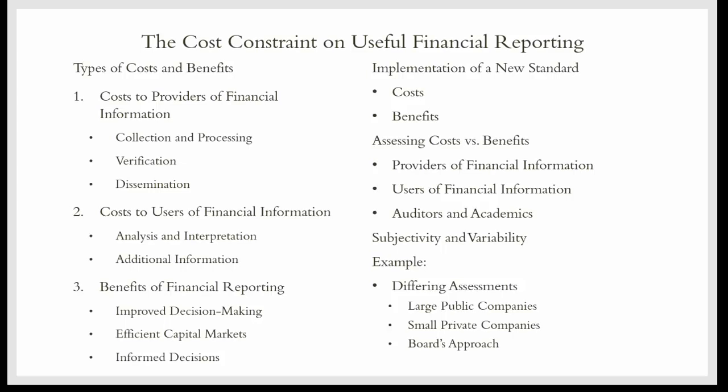Assessing costs versus benefits. When the board, such as the IASB, develops new accounting standards, it evaluates whether the benefits of the proposed information justify the associated costs. This assessment involves gathering input from various stakeholders, including 1. Providers of financial information, to understand the effort and expense involved in collecting and reporting the information. 2. Users of financial information, to gauge the value and utility of the information in decision-making. 3. Auditors and academics, to provide insights into the accuracy, reliability, and implications of the information.